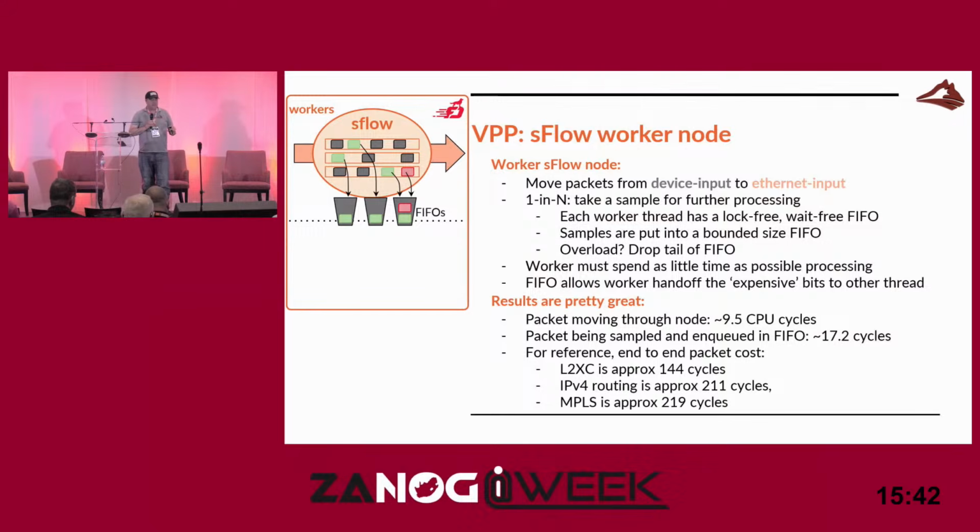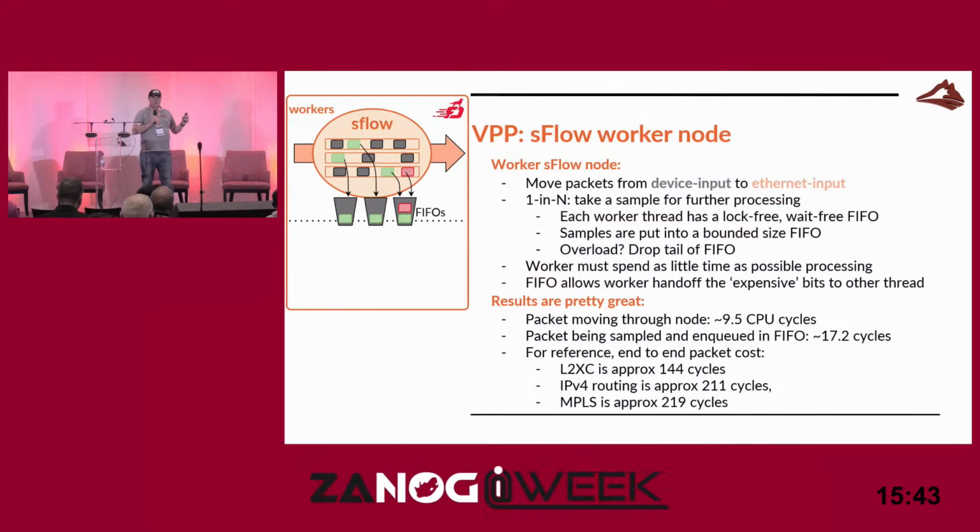So the anatomy of this worker node. The first part in the data plane is where we need to be very fast, right? Because the CPU is doing the routing for us. We can't dilly-dally because packets are behind us and they also need to go out very, very quickly. So the node takes the packet that it saw on the input and moves it down to the next node, which would be Ethernet input in this case. But for 1 in n, and these are marked in green, it'll just take a sample for further processing.